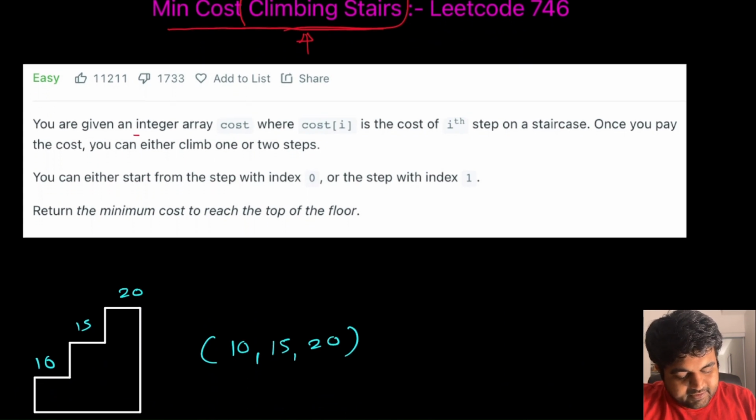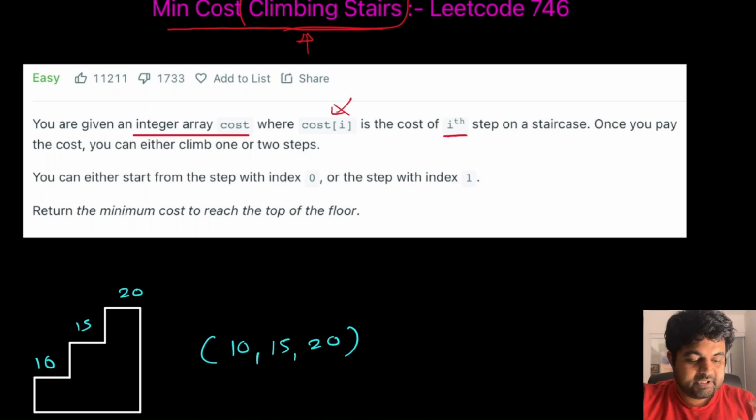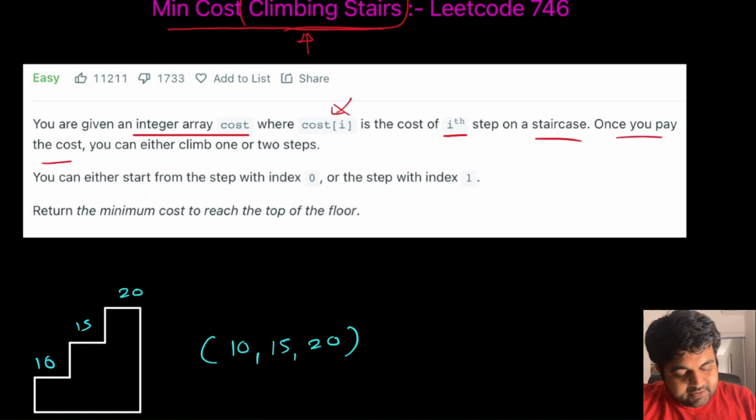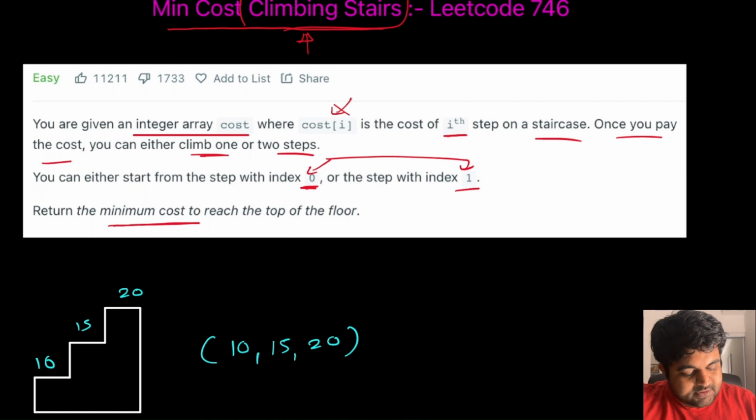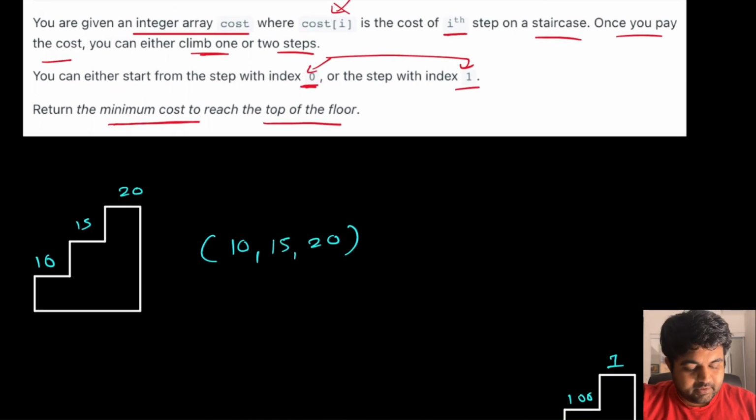Basically, we are given an integer array called cost where every single value inside this array represents the cost to reach that particular step in a staircase. Now, once you pay the cost, you can either climb one or two steps. We can start from the very first step or the second step, so the 0th index or the first index, and we need to return the minimum cost to reach the top of the floor. So let's try to understand this with a couple of examples.